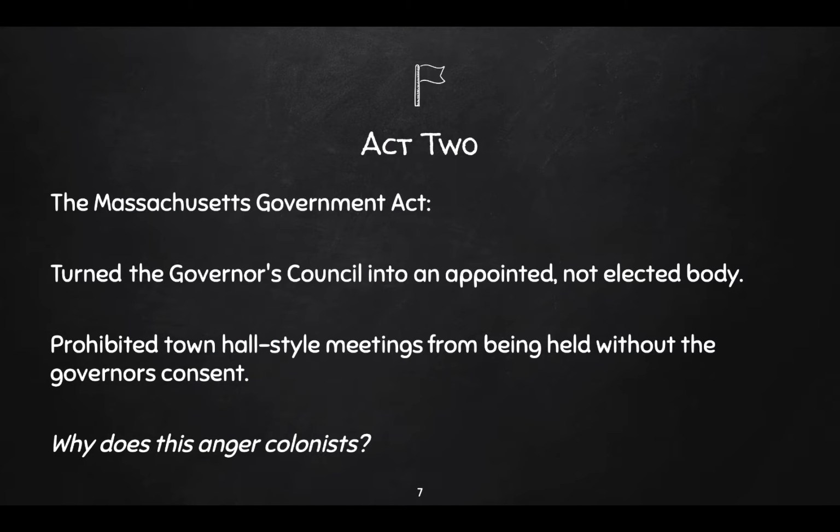The second act was the Massachusetts Government Act. This act took away the democratic elections and turned the governor's council into an appointed, not elected body. This took away the rights of the people to representation in their government. Additionally, it kept colonists from meeting in large groups without the governor's consent. Stop and discuss how this would hinder the revolutionary effort.